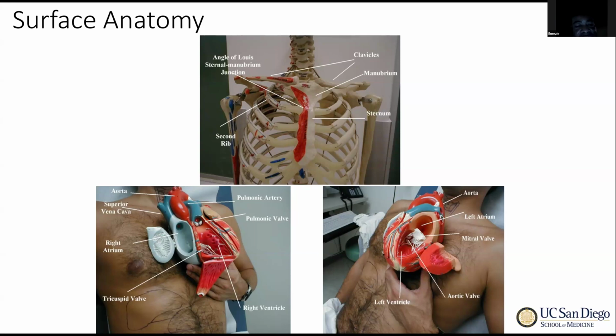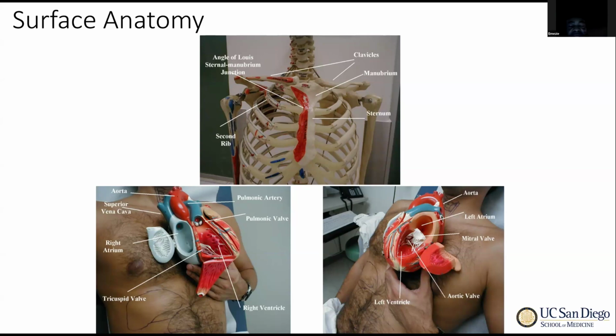That's why I'm using this image to orient you where the valves are located. The pulmonic valve is located at the second intercostal space at the left sternal border, the part that is closer to the sternum. And the aortic valve is located at the second intercostal space at the right sternal border. So that is where you will put your stethoscope to listen for pulmonic sound at the left sternal border and aortic sound at the right sternal border.